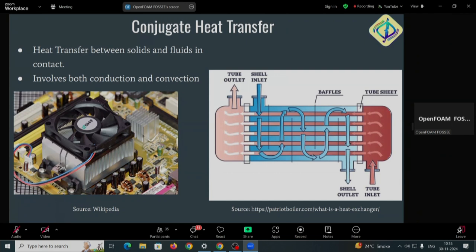The second application you can look at is the heat exchanger. In a heat exchanger, there is always a hot fluid flowing through one side. In this case, the hot fluid is flowing through the tubes, and the cool fluid is flowing through the shell. So heat is being transferred from the hot fluid through the tube material and then to the shell fluid. In this way, there is convection, conduction, and then again convection. To solve this, you need to go for the conjugate heat transfer class of solvers.